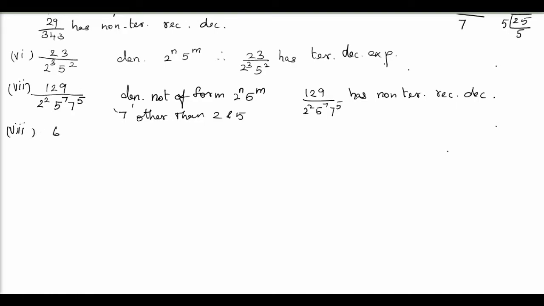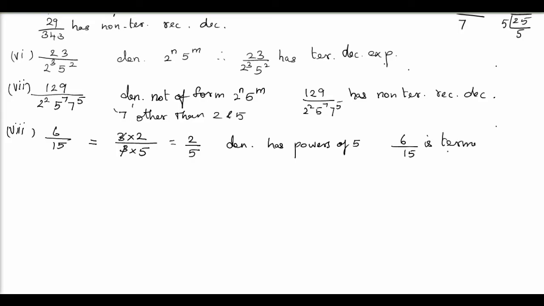Subdivision 8, the number given here is 6 by 15. So here it is 3 into 2 by 3 into 5. The factorization is 3 into 2 by 3 into 5. You can cancel the common term 3, therefore it is 2 by 5. So here the denominator has only powers of 5. Therefore, the given number 6 by 15 is terminating. Okay, I will pass on to ninth subdivision.